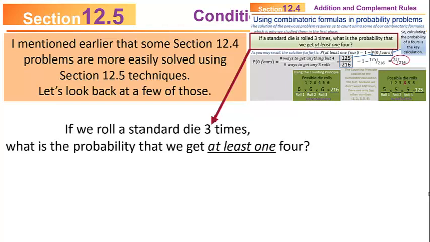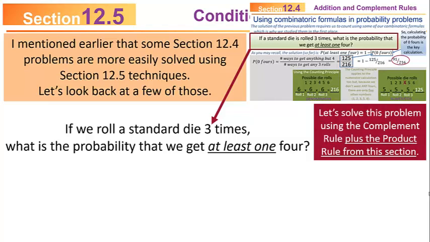That problem said if we roll a standard die 3 times, what is the probability we get at least 1 4? Instead of solving it the way I did in section 4, I want to solve it using the complement rule, which we did use in section 4, combined with the product rule for probability that we covered in this section. I think you'll find this much easier. To do that, I start off with the complement rule just as before.